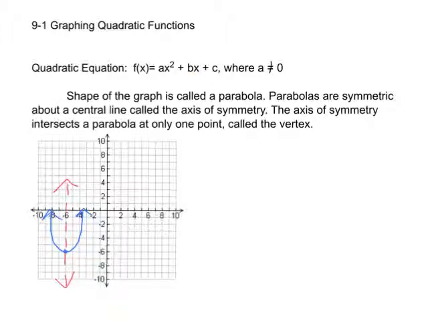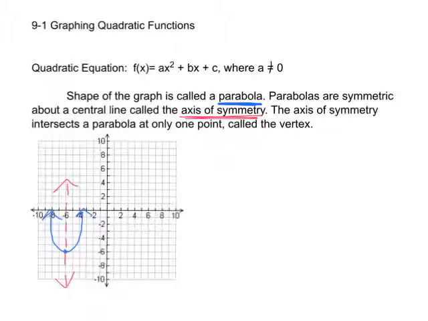The shape of this graph is considered a parabola, and a parabola is what's pictured right here. Parabolas are symmetric about a central line called our axis of symmetry. I'm actually just going to underline in blue to show the graph, and the axis of symmetry is what's drawn in red. The axis of symmetry splits the graph so that both sides of the graph are equal.